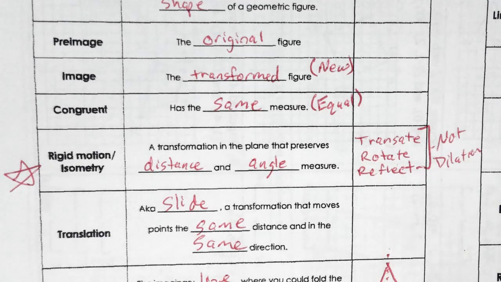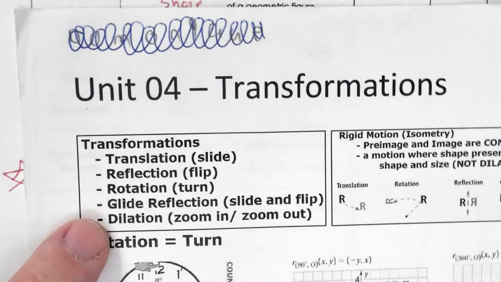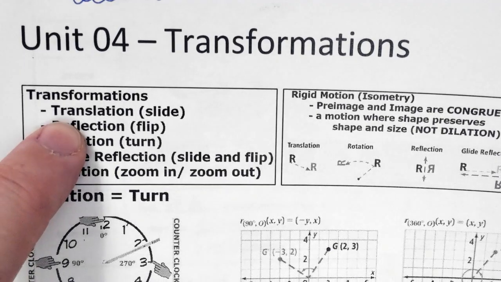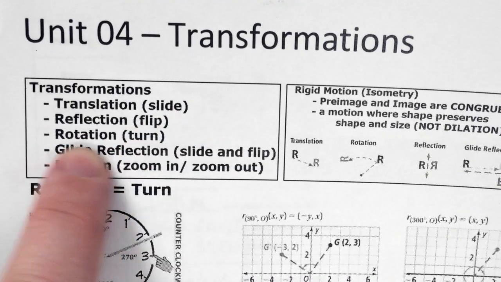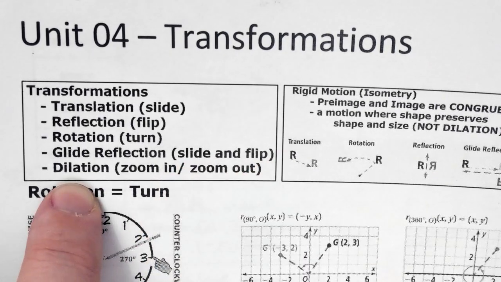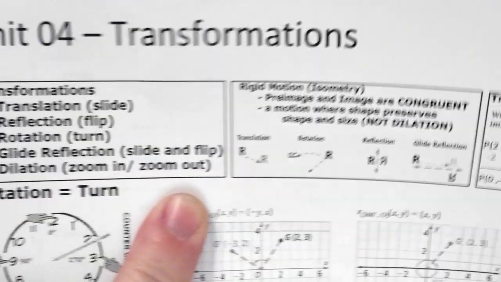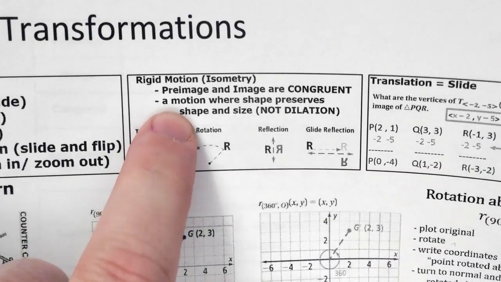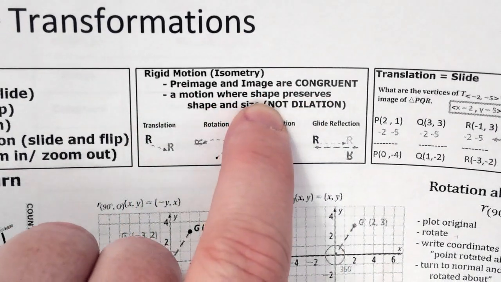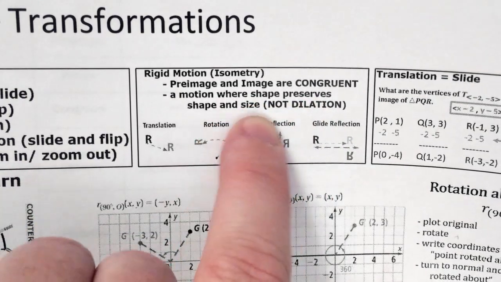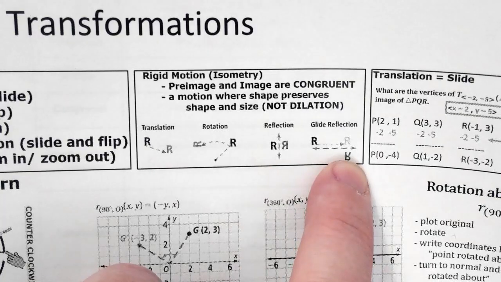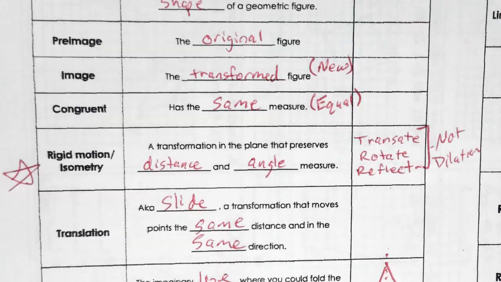So if you look at your hot topics, here are all the transformations. So translation, which is a slide, reflection, which is a flip, rotation, which is a turn, glide reflection, which is a slide and flip, and then a dilation, which is zoom in, zoom out. However, with a rigid motion, a pre-image and image are congruent. The motion where the shape preserves the shape and size. So it's everything but dilation. So translation, rotation, reflection, and glide reflection. So those are the good ones.